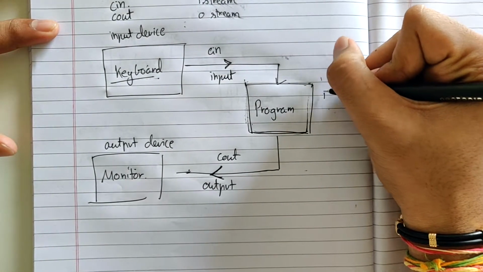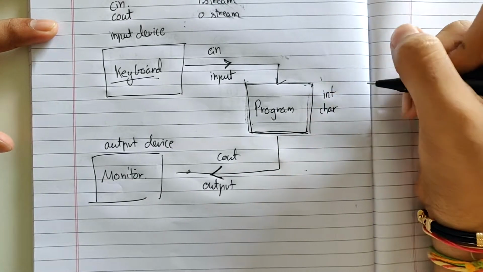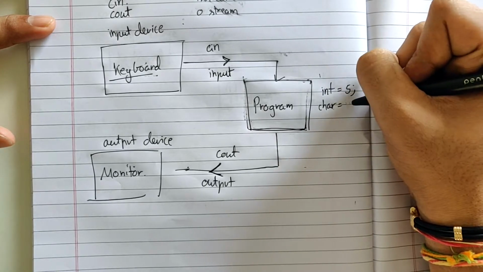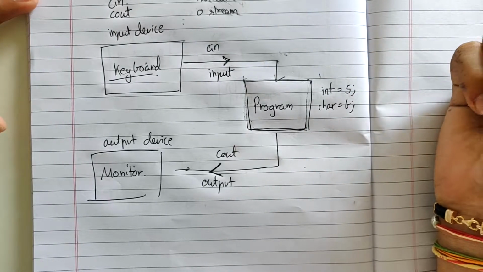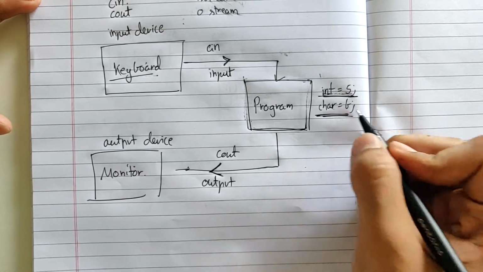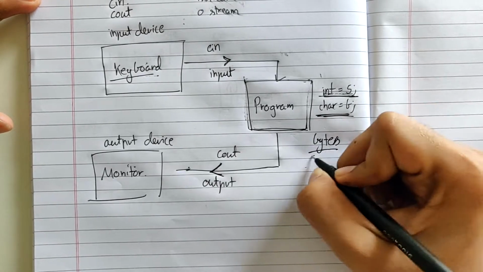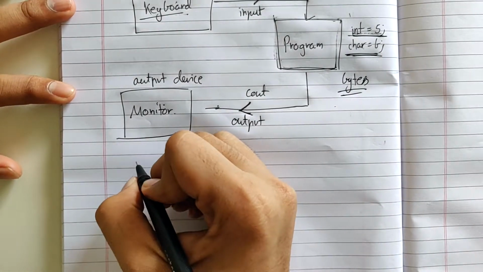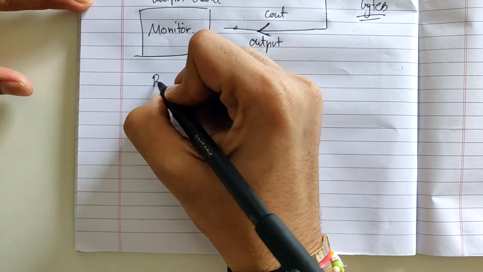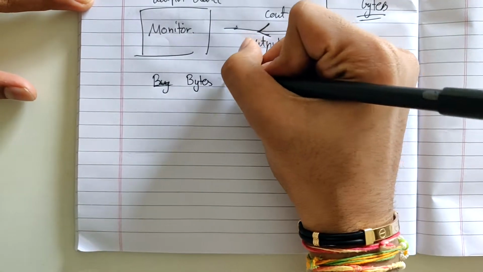We know the data types. Let's say for example, the program asks for an integer data type and a character data type, int and char, and you took in pi and let's say b. Now this data was stored in the form of bytes. These bytes were stored in a temporary memory.